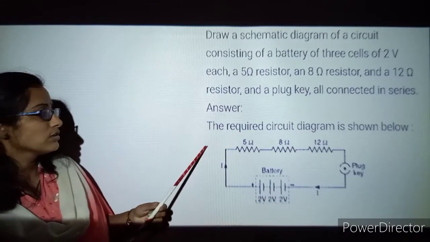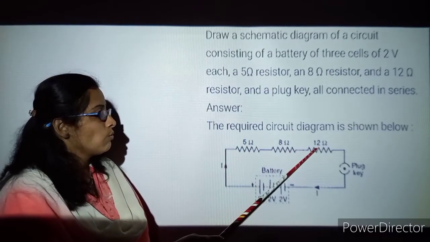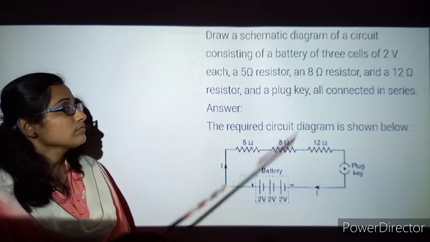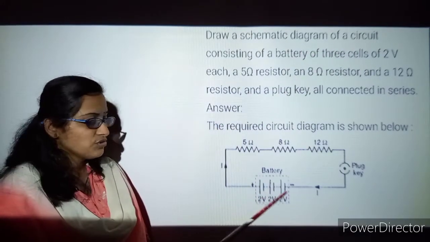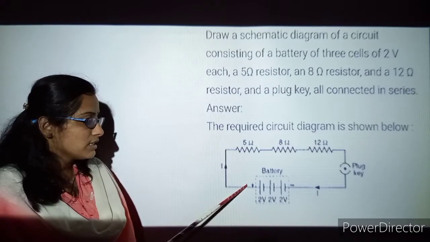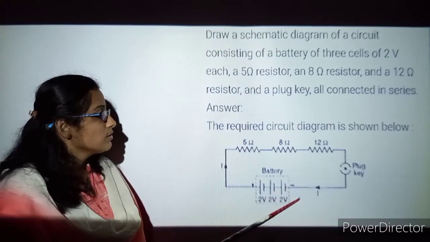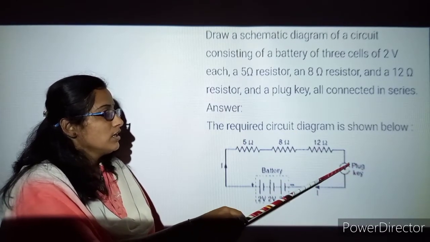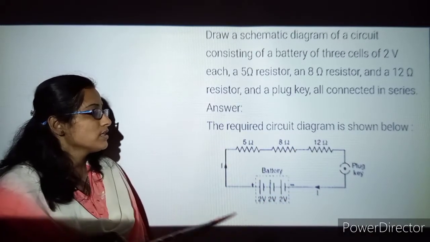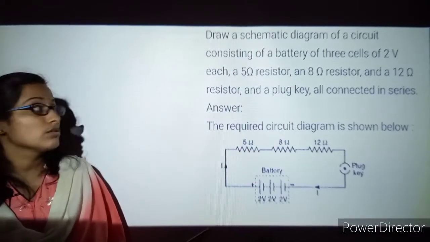So, how are you going to draw this? You should draw the resistors first, that is 5 ohm, 8 ohm, 12 ohm. Then you need to connect to the battery of 3 cells of 2 volt each. Here, to your left hand side is the positive terminal and to your right hand side is the negative terminal. You need to have a plug key here. Then you draw the circuit, and current flows in a clockwise direction. So, this is the schematic representation. Let us go to the next slide.